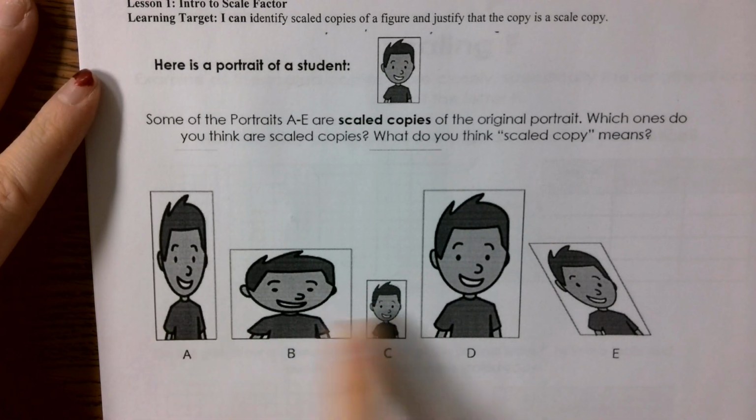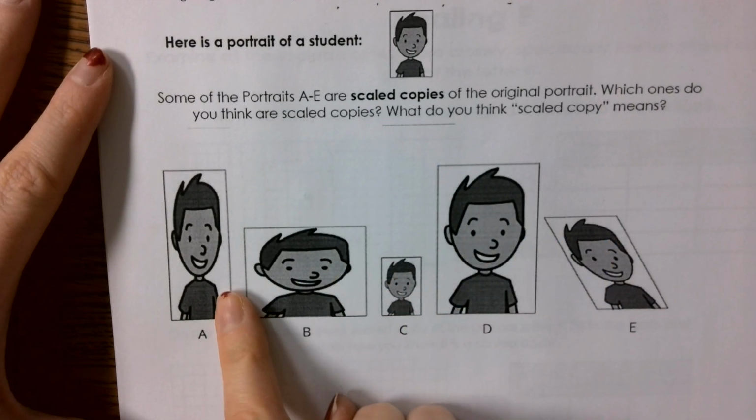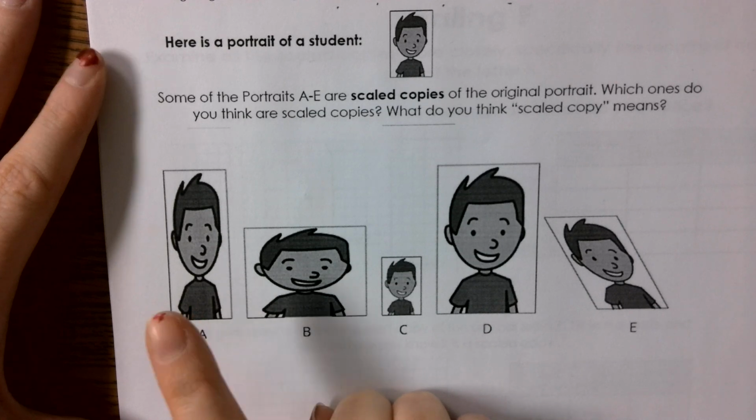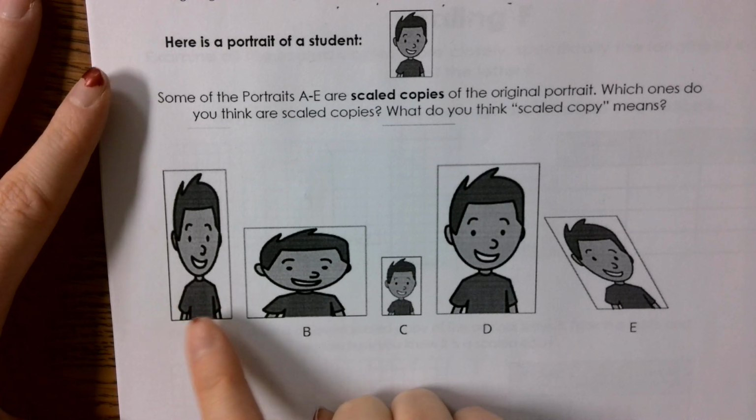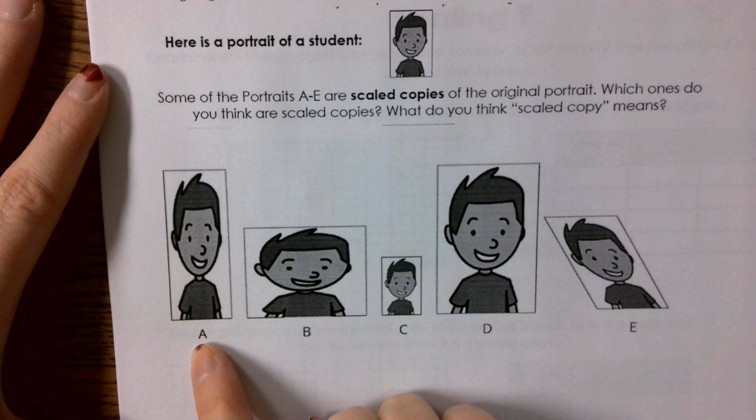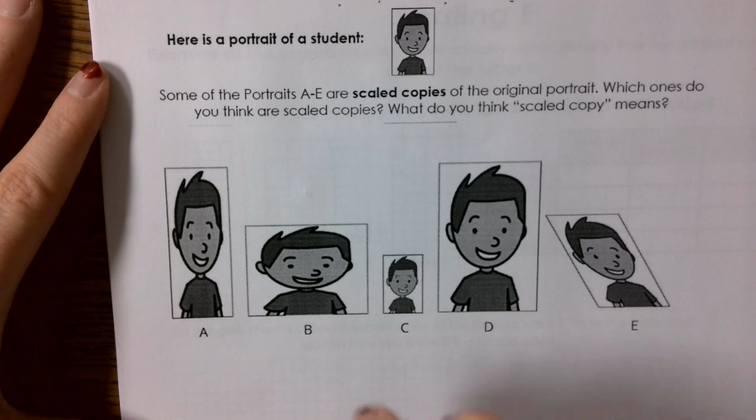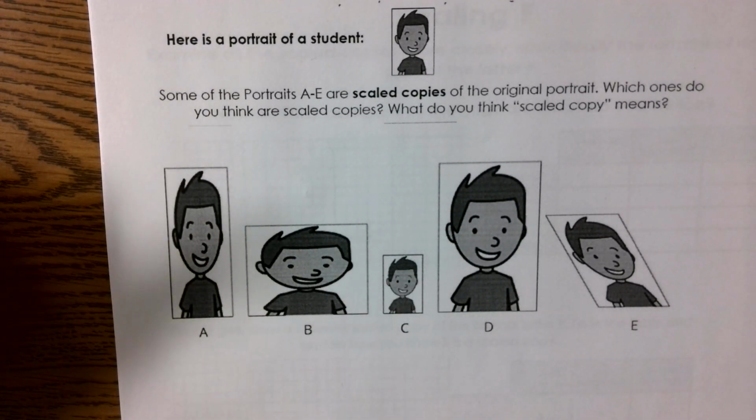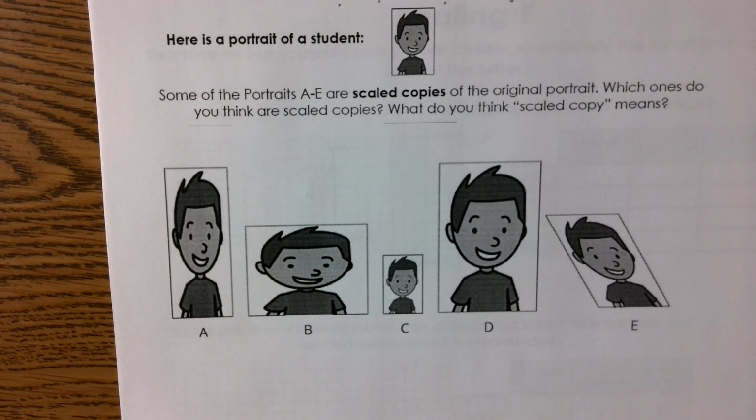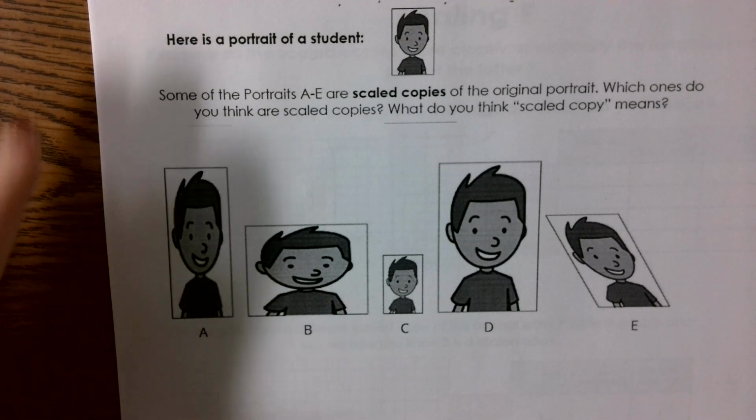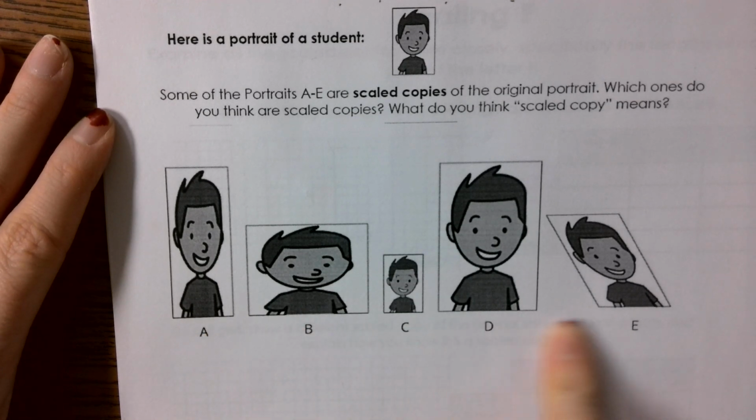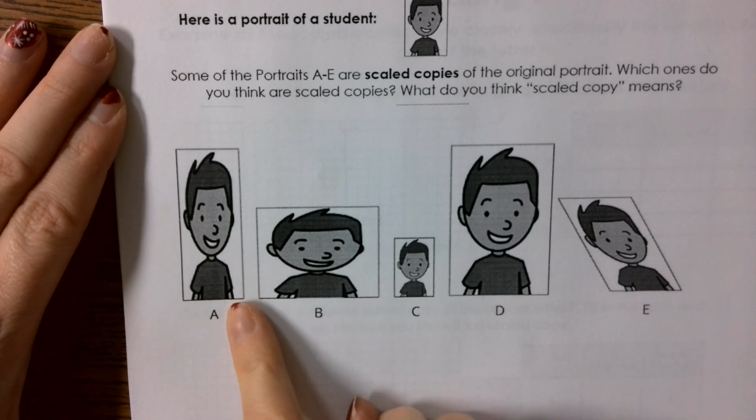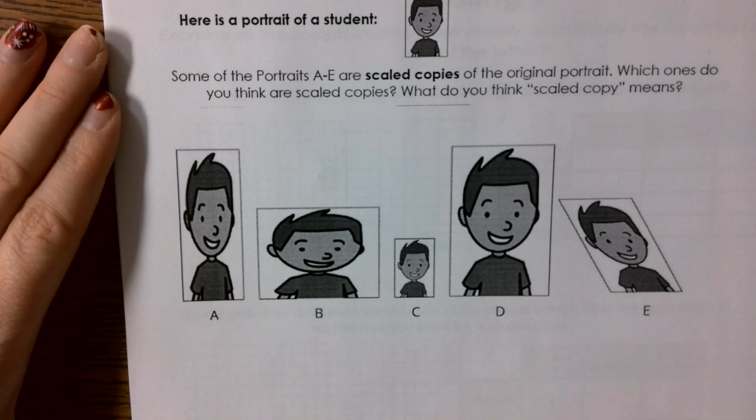Now, going through each of these, you're going to say either yes, it's a scaled copy, or no, it's not a scaled copy. If it is not a scaled copy, then I want you to tell me why it is not. Was it stretched tall? Was it stretched too wide? Did it change its shape? That kind of thing. So go ahead and take a moment. Look through each of these pictures, tell me yes, it's a scaled copy or not, and why is it not.